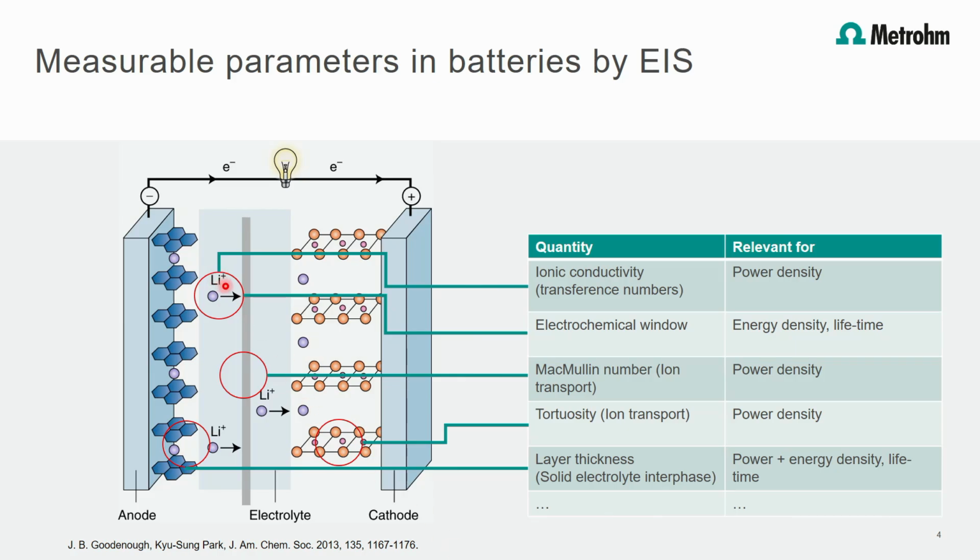Transfer number and ion conductivity of electrolytes. The better the conductivity, the lower the resistance. The electrochemical window of the electrolyte can be determined. That means at which potential decomposition of the solvent starts. MacMullin number of the separator. This parameter explains the performance of a separator. Tortuosity of the pores of the electrode materials. The higher the tortuosity, the more difficult it is for the lithium ions to move in the electrode material. And it is also possible to characterize layers, for example the thickness of the solid electrolyte interface.